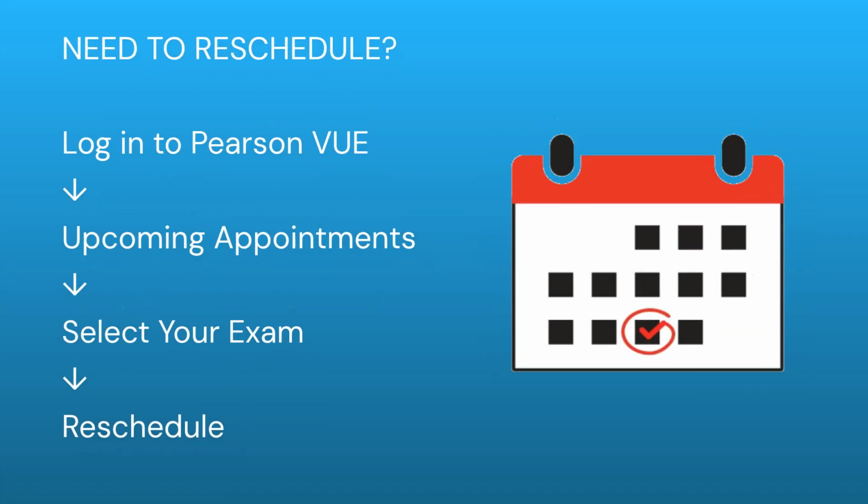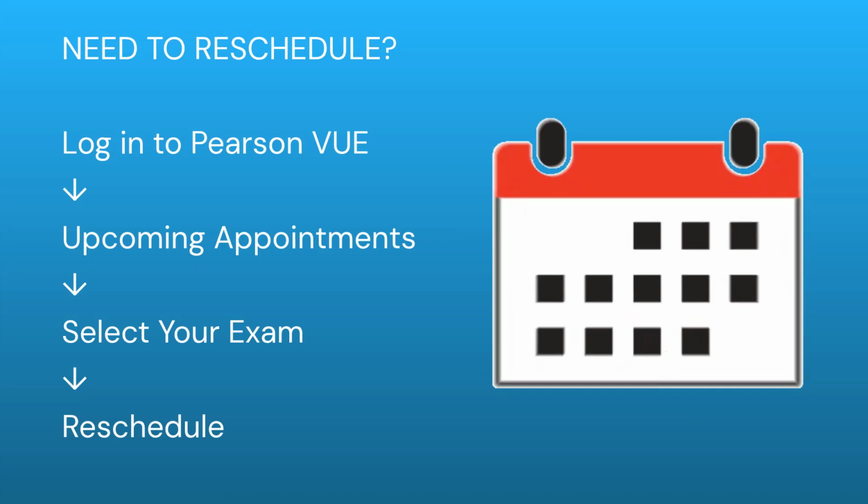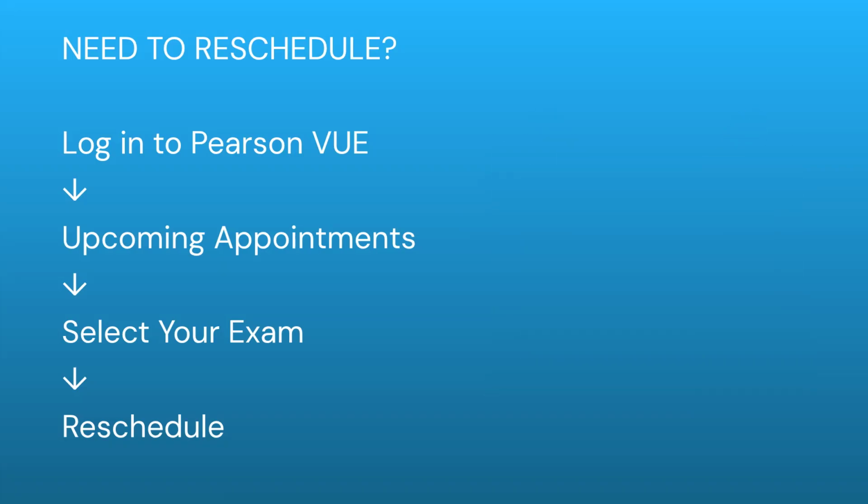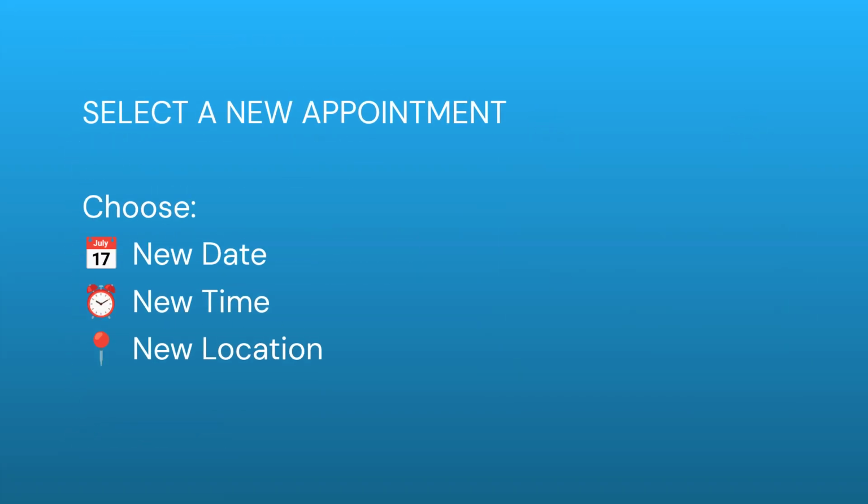Now, what if you already scheduled your exam but need to change your appointment? You can reschedule through Pearson VUE. Log into your account, go to your upcoming appointments, select the exam you need to change, and choose the reschedule option. From there, select a new available date, time, or location. Review your new appointment carefully and then confirm the change.